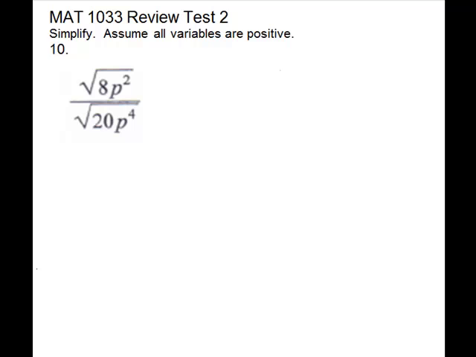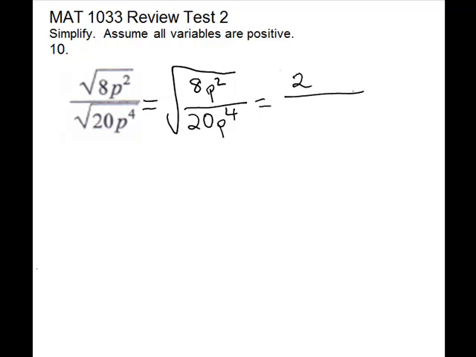For problem 10, I see some things in common in the numerator and denominator, so I'm going to put it back as one radical and reduce. So 8p squared over 20p to the 4th. And for the numbers, I have a common factor of 4. So 4 will go into 8 2 times, 4 will go into 20 5 times. For the p's, subtract, it will give you p to the negative 2, which makes it go on the denominator.